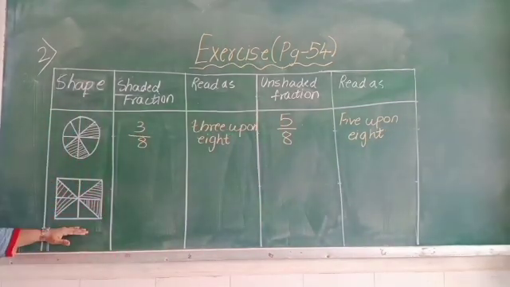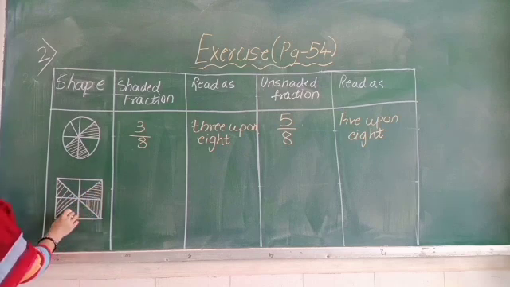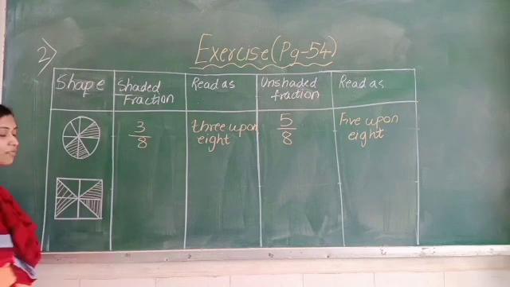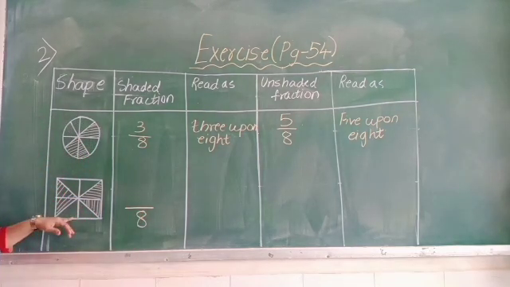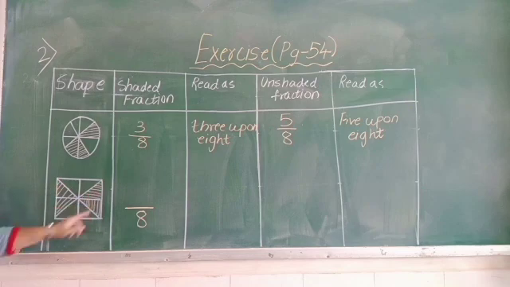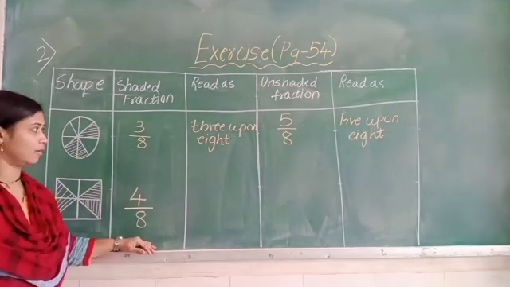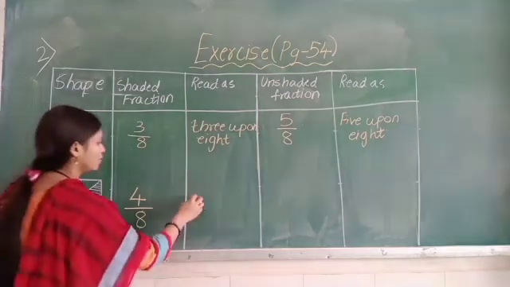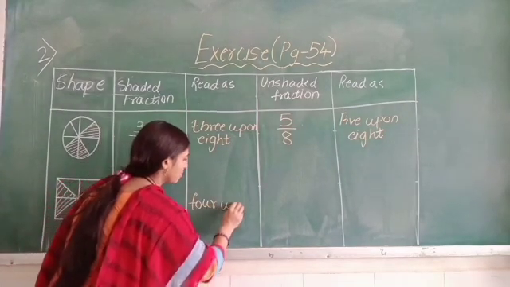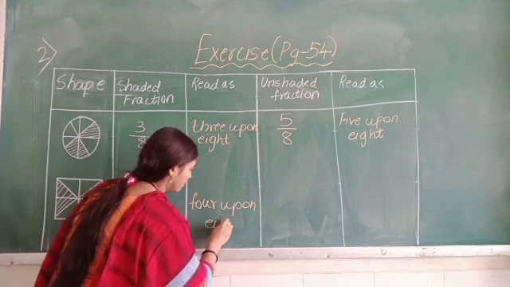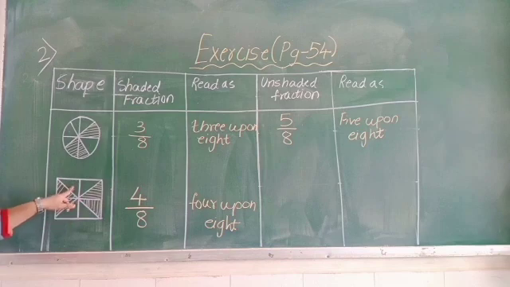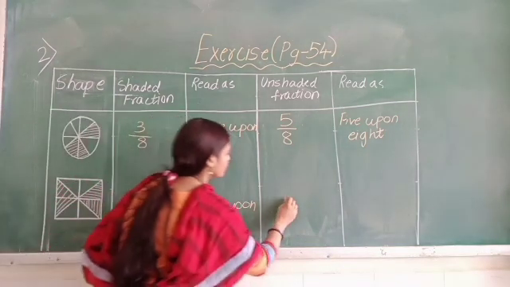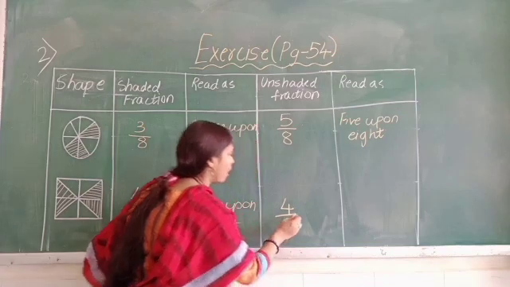The second one, here again a square is given and how many parts are there? Let us count. 1, 2, 3, 4, 5, 6, 7, 8. Here also we have 8 parts. Now we will write down 8. Total 8 parts are like this. And how many are shaded? 1, 2, 3, 4. So here we will write 4 parts are shaded. And how will we read this fraction? We will read this as 4 upon 8. 4 are shaded and how many are unshaded? 1, 2, 3, 4. So again here we will write 4 parts are unshaded out of 8.